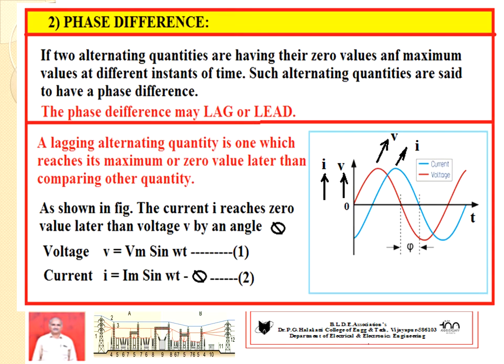On the opposite side, if two alternating quantities do not have their zero values and maximum values at the same instant of time, such quantities are said to have a phase difference, because these two alternating quantities have their zero values and maximum values at different instants of time. The phase difference may be lag, or the phase difference may be lead. Getting the idea? It may be lag, it may be lead. Lead means plus, lag means minus.